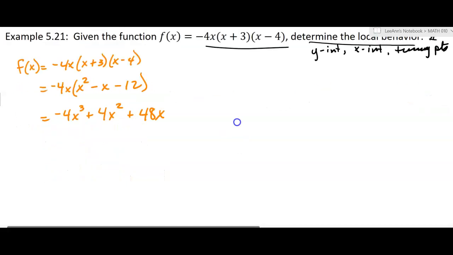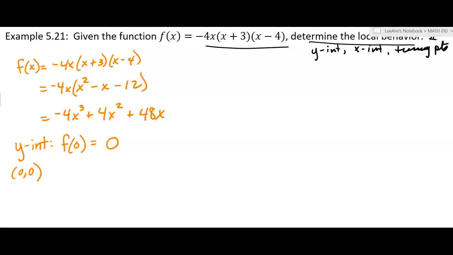Okay, so for the y-intercept, that means what's f of 0? Well, everything's going to go to 0 here, so that's just going to be 0, right? Okay, so that's the y-intercept, 0, 0.